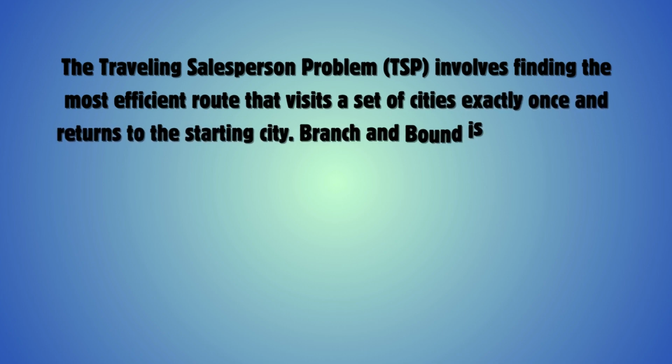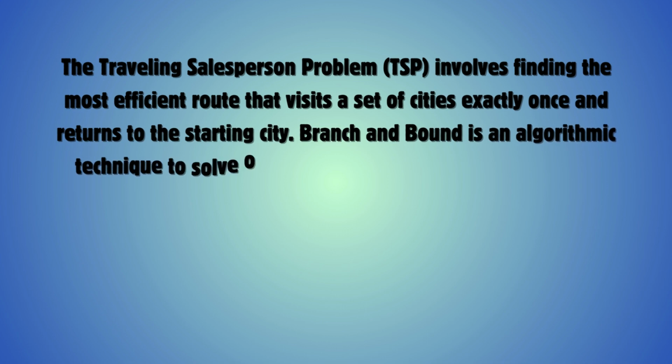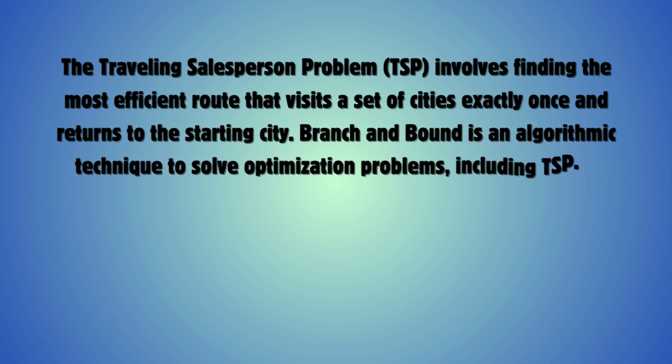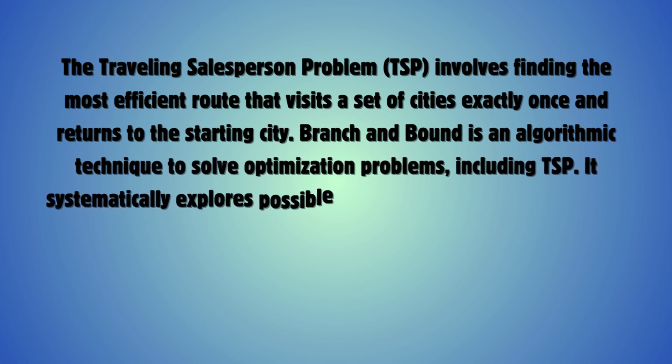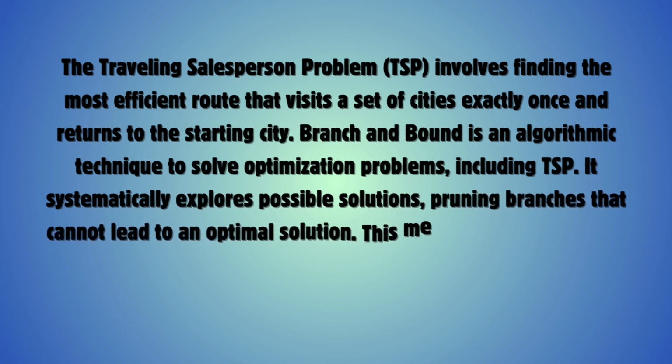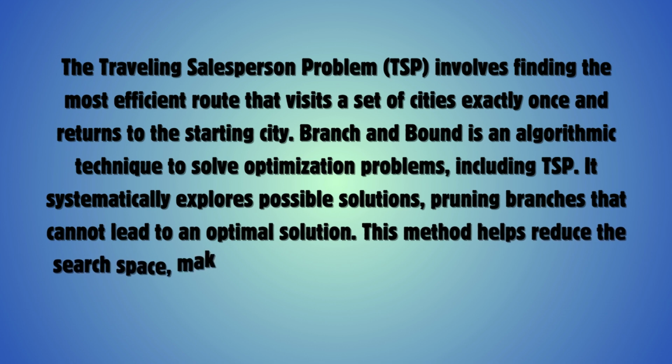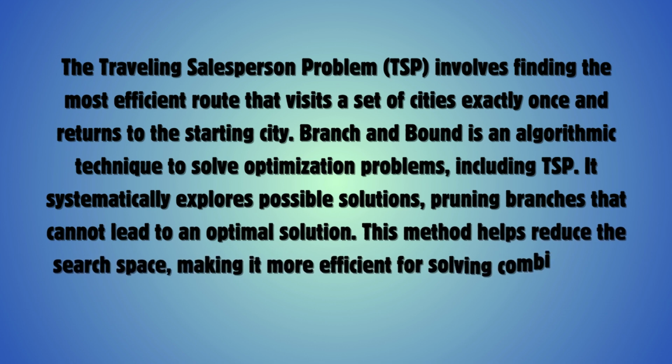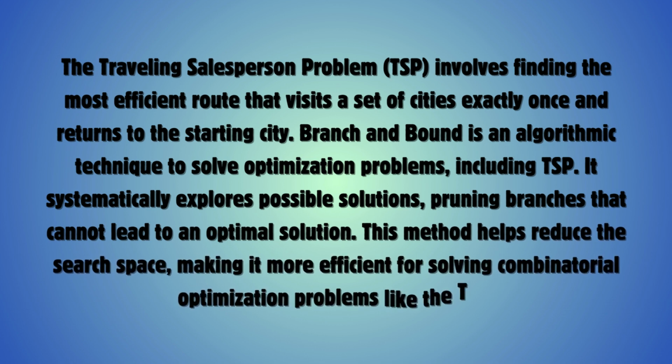Branch and bound is an algorithmic technique to solve optimization problems, including TSP. It systematically explores possible solutions, pruning branches that cannot lead to an optimal solution. This method helps reduce the search space, making it more efficient for solving combinatorial optimization problems like the TSP.